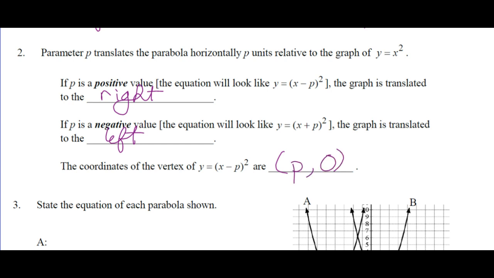So that's nice, right? It just means whatever follows a negative sign, that's P. So if it's x minus P, well, first of all, you know it goes right, and so you know that it has to be a positive. And if it's x plus P, then you know it goes left, and then it has to be a negative.